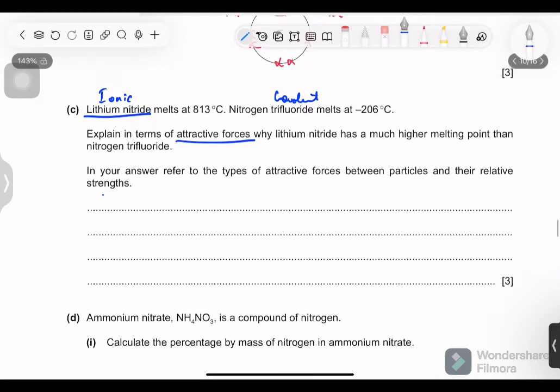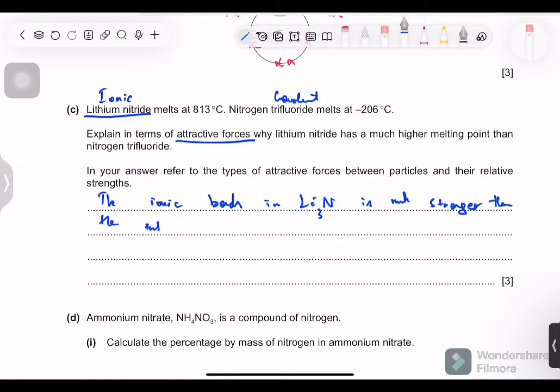So the ionic bonds in lithium nitride, sorry, are much stronger than the intermolecular forces of attraction in NF3.